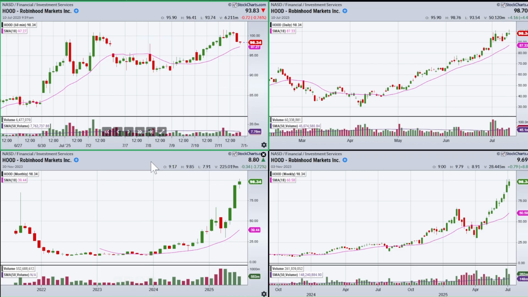Okay, let's start out with HOOD, Robinhood Markets. All right, and I've got a number of examples I do want to go through to give you just different ideas of how this could play out. Now, here's the monthly in the bottom left, a weekly in the bottom right, daily in the upper right, and then in the upper left is an hourly chart. All right, now what I want to point out here is that on these charts, I'm just showing the candlestick. I've got the 18 MA. All right, and then I have the volume at the bottom.